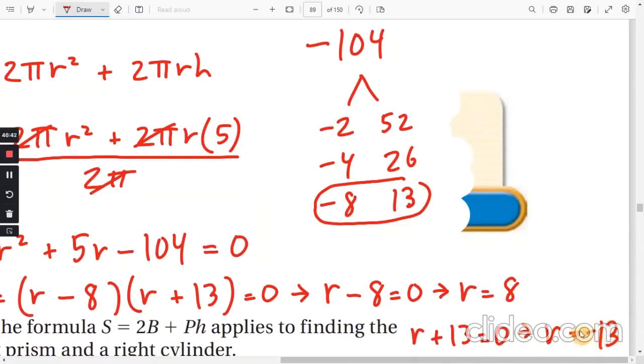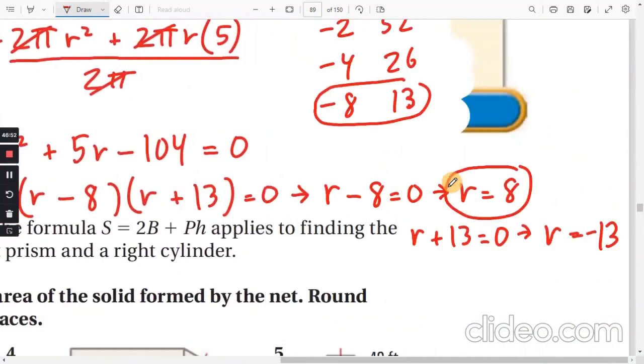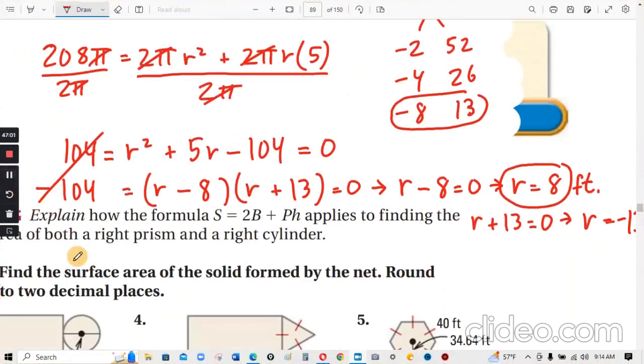Okay, now can the radius be negative? No. So this right here is the final answer. And the units were in square feet. So the units on the radius are just going to be in regular feet. So that last one was a tough one.